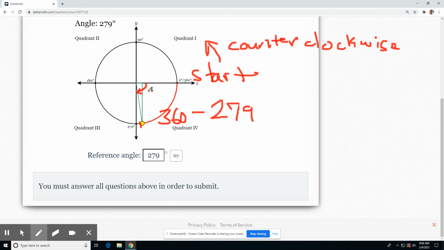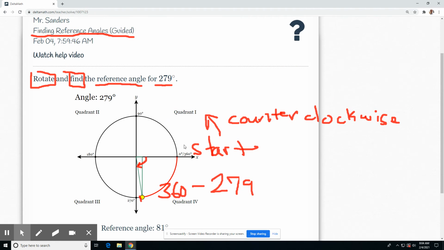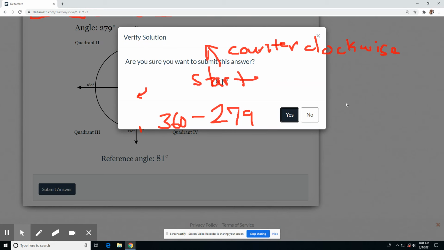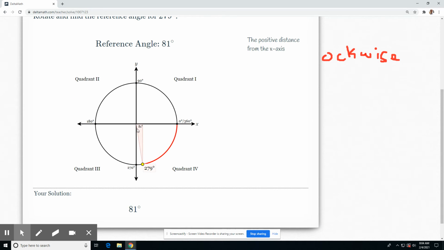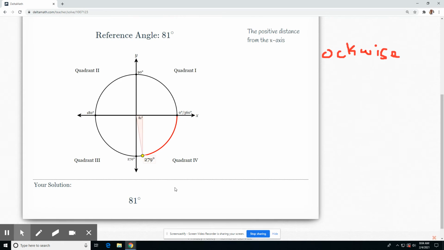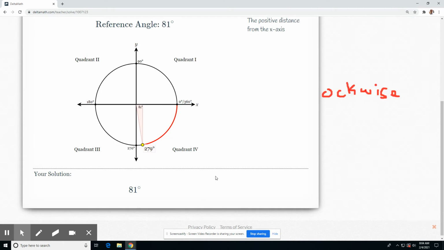All right, 279 subtracted from 360 is 81. So let's try that. That's what they're wanting as our reference angle. Try. All right. Submit answer. Okay, so that's what they're looking at. There's our 81 degrees right here as our reference angle. And like I said, that's the same distance from right here to this spot, which is how we're looking at it. Okay. Let's take a look at the next one.